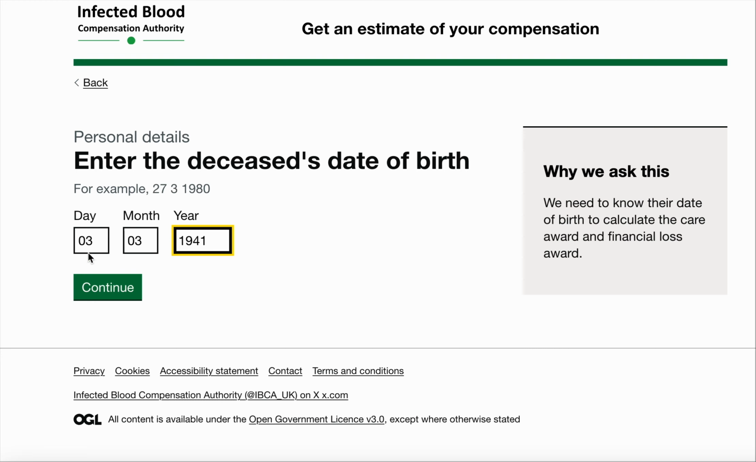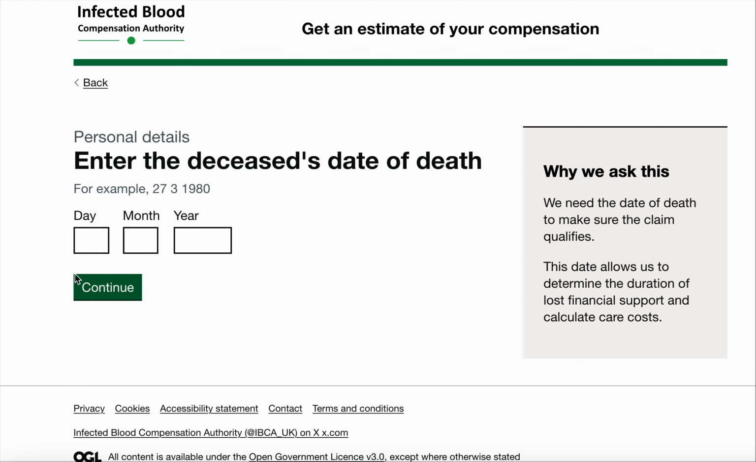Click Continue and enter the deceased's date of death. We need to know the date of death to make sure the claim qualifies. This date allows us to determine the duration of lost financial support and calculate care costs. In this example, the date of death is the 15th of October 1998.